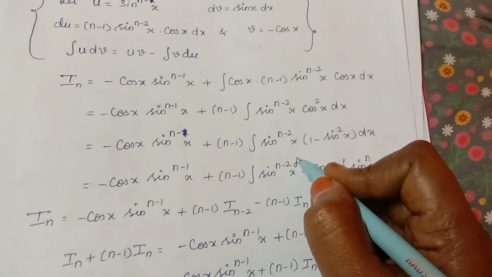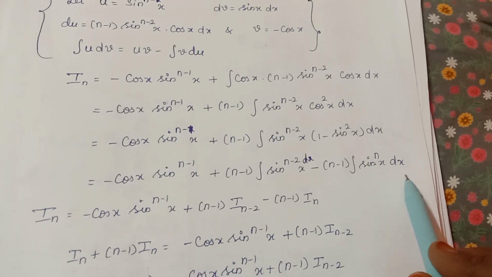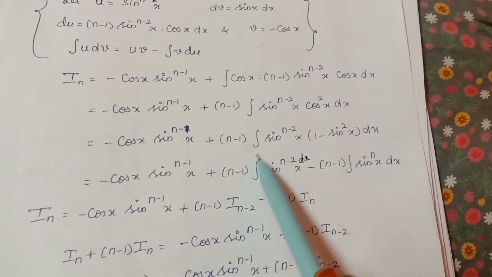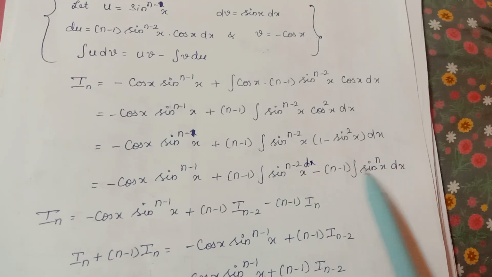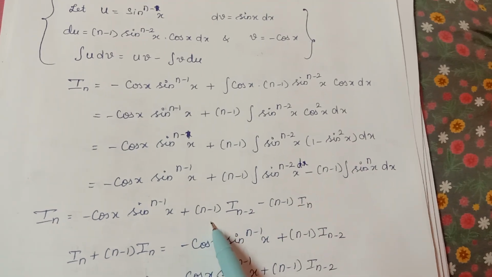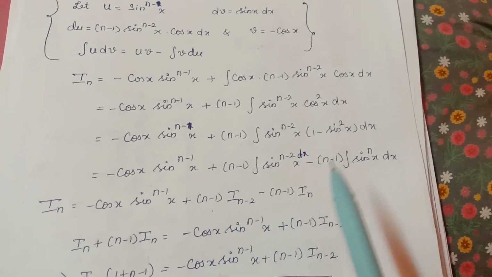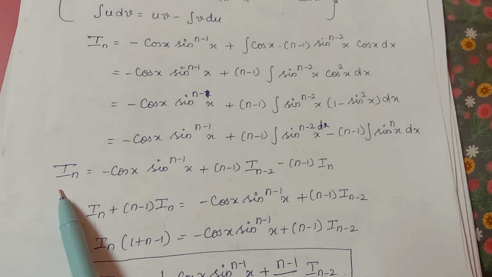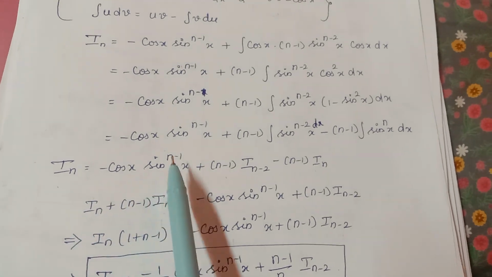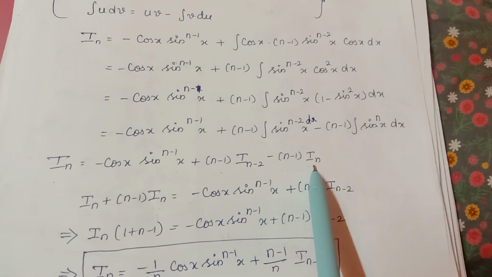Okay, here dx minus the next one is n minus 1 into the integral of sine power n x into dx. This is nothing but the integral with the power n minus 2. This is the same integral with the power n. So this can be written as n plus n minus 1 into I n minus 2, and this is n minus 1 into I n. So my I n is equal to minus cos x sine power n minus 1 x plus n minus 1 I n minus 2 minus n minus 1 into I n.